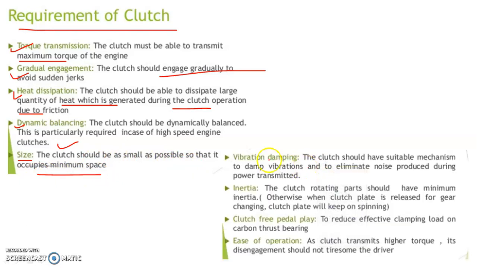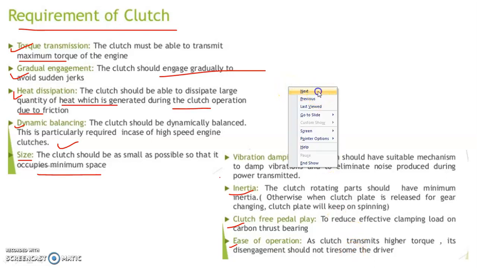Next requirement is vibration damping. The clutch should have suitable mechanism to damp vibrations and to eliminate noise produced during the power transmitted. Next is inertia. The clutch rotating parts should have minimum inertia. Clutch free pedal play to reduce effective clamping load on the carbon thrust bearing. This should be the requirement. Ease of operation. As clutch transmits higher torque, its disengagement should not tire the driver. So these are the requirements that should be there inside the clutch.